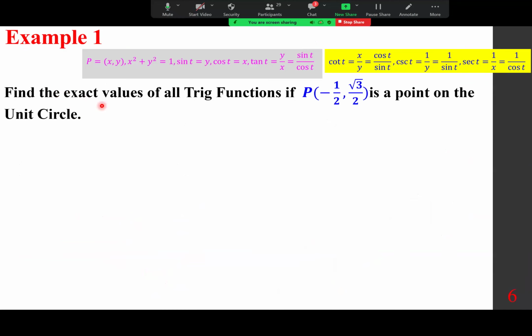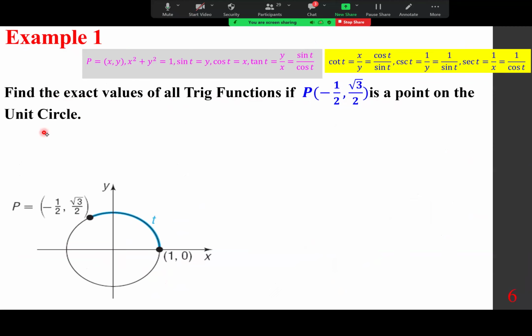Example 1: find the exact value of all trigonometric functions if P has coordinates -1/2 and square root of 3/2, a point on the unit circle. We just follow the fact that x is the cosine, y is the sine, first and foremost. So sine is y, or square root of 3 over 2, and cosine is x, or -1/2.